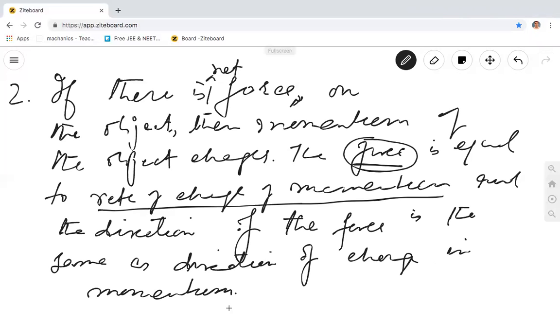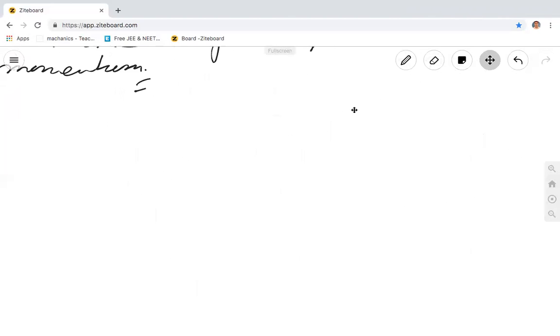That is the second law. Let me explain a bit. The law is simply that if you apply force on an object, then the momentum of the object will change. The force that you apply is equal to the change in momentum of that body in 1 second. How much does its momentum change in 1 second? That is the applied force. And the force direction is the same as the direction of change in momentum.